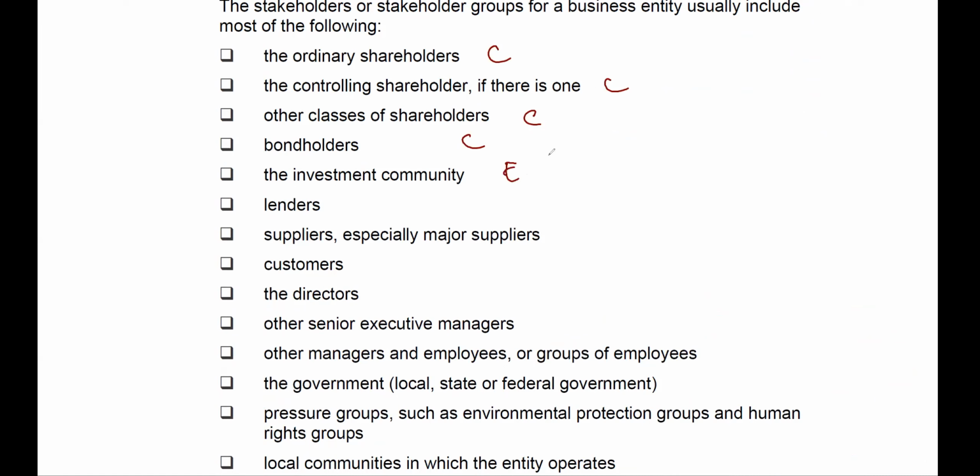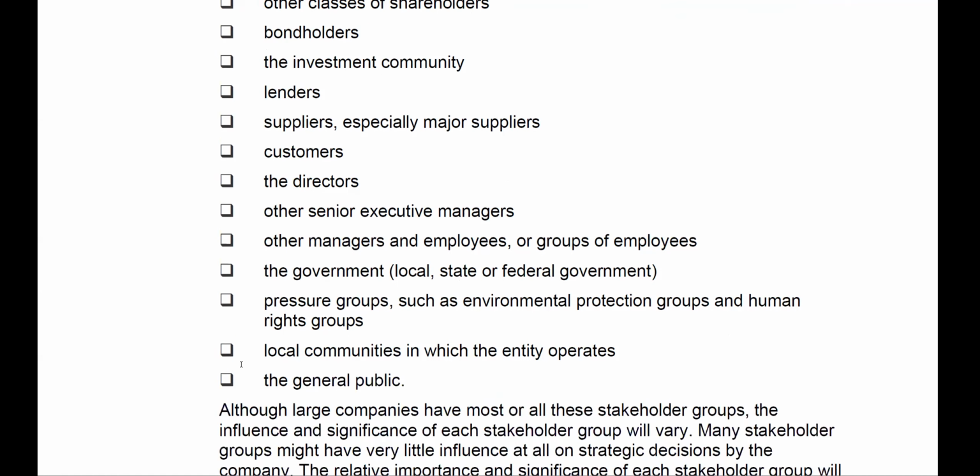It could be external or connected, depending on what kind of investment community we are talking about. Lenders: connected. Suppliers: connected. Directors: internal. Senior executives: internal. Managers and employees or groups of employees: internal. Pressure groups like environmental protection: external. Local community: external. The general public: external. Nice. You guys have got it.